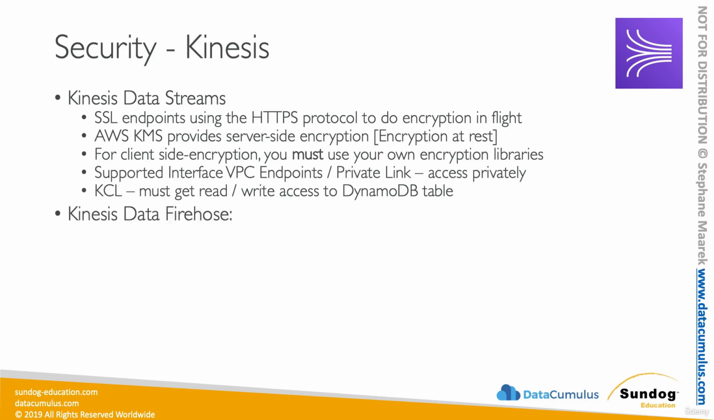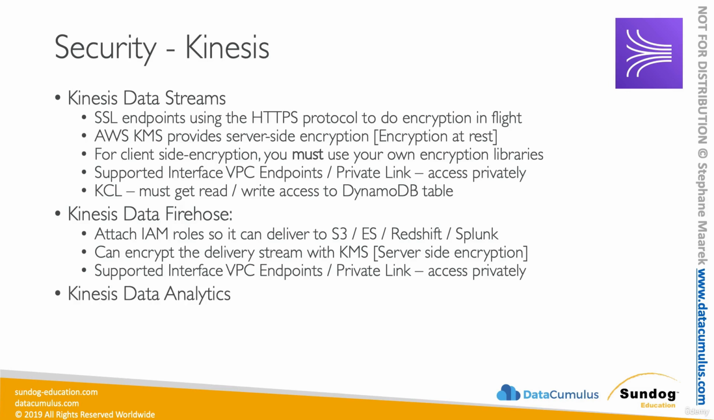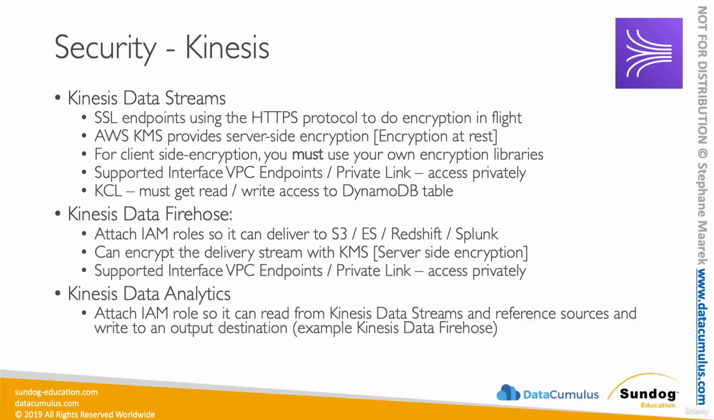So remember that. Now for Kinesis Data Firehose, we attach IAM roles. So we can deliver data to S3, Elasticsearch, Redshift, and Splunk. Hopefully you remember these four destinations. On top of it, the entire delivery stream can be encrypted using KMS, that is server-side encryption. There's also support for VPC endpoints and PrivateLink to access privately. Finally, for Kinesis Data Analytics, we can attach an IAM role to it so it can read from the Kinesis data streams we need and reference the sources, maybe for reference data, and write an output to an output destination.